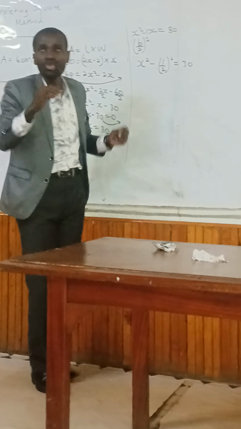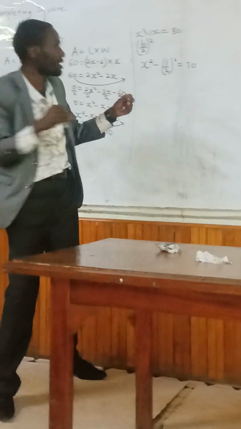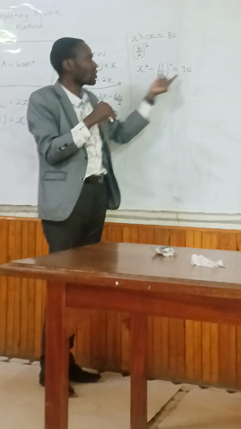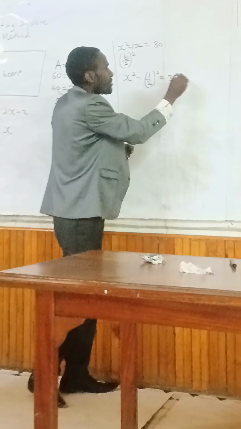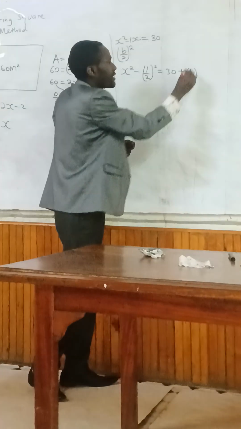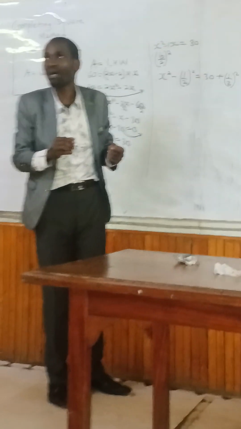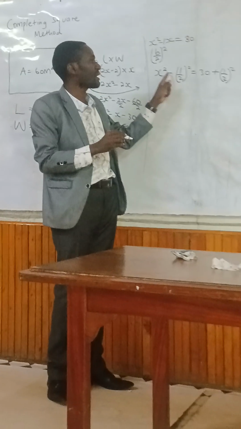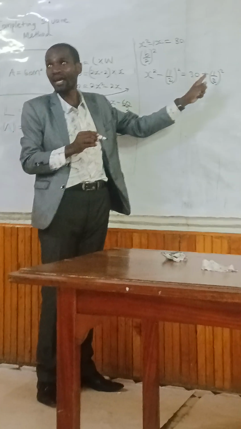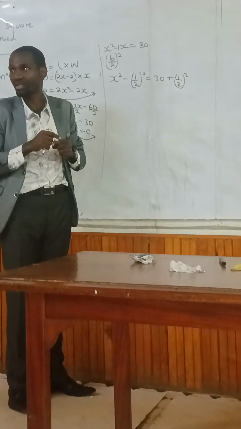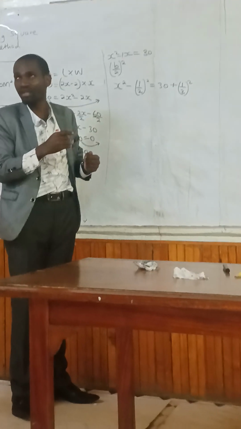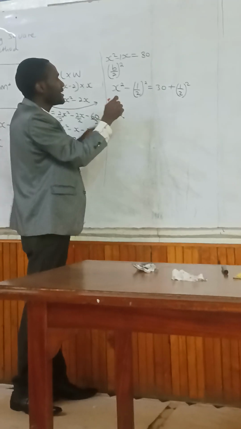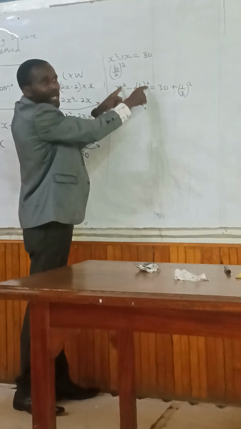And what did I say? You are completing the square. What we've done here should also be done here. You say 1 over 2 squared, also say plus 1 over 2 squared. Remember, even if it is minus here, you are supposed to add. You are completing the square. So don't say minus 1 over 2 squared. No, you have to add. You get the point?